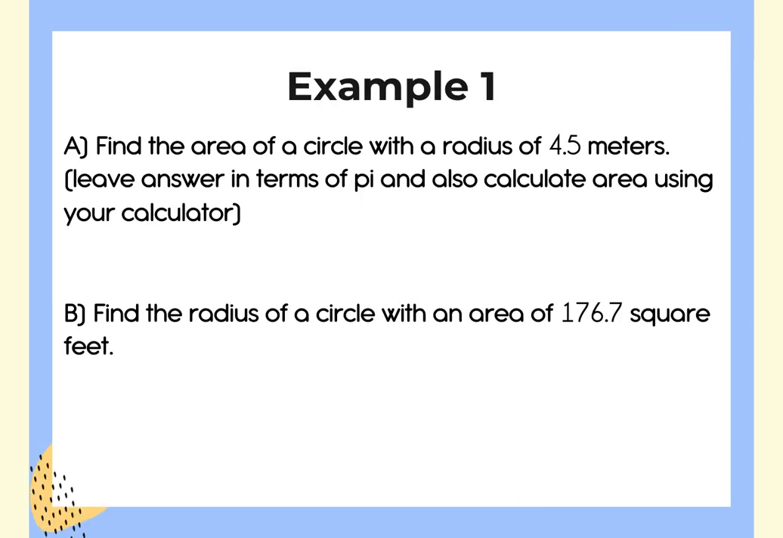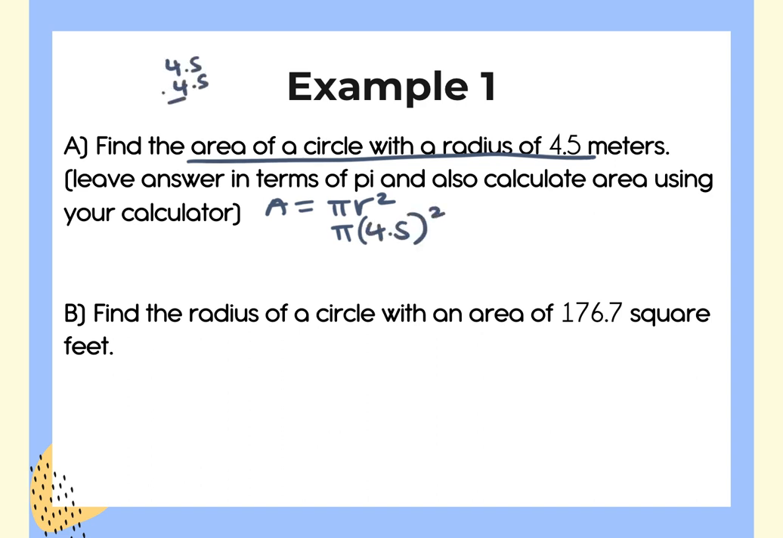All right, example 1 says find the area of a circle with a radius of 4.5 meters. Leave answers in terms of pi and then also calculate using your calculator. So we're going to do both. The area of the circle is pi r squared, pi times 4.5 squared. 4.5 times 4.5 is 20.25 pi meters squared, because it's area.